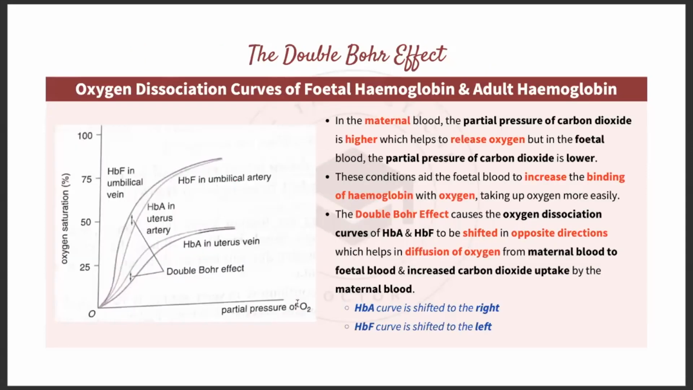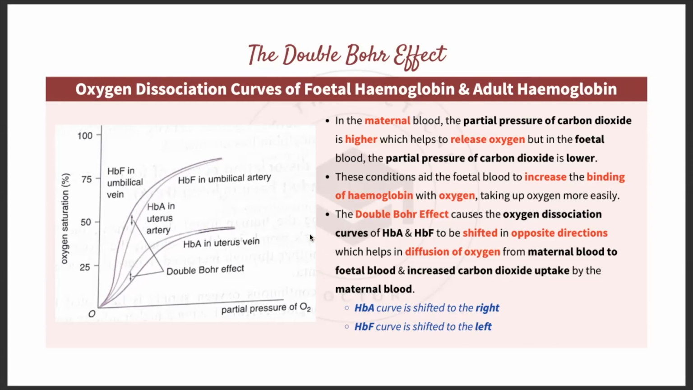So the double Bohr effect. All right. In the maternal blood, the partial pressure of carbon dioxide is higher. And remember, the affinity of hemoglobin towards oxygen is lower during higher partial pressure of carbon dioxide, so that oxygen will be released. On the fetal side, there is lower partial pressure of carbon dioxide, so the fetal hemoglobin will combine more readily with oxygen. In the double Bohr effect, there are two scenarios going on. You can see over here, this is the adult hemoglobin and this is the fetal hemoglobin.